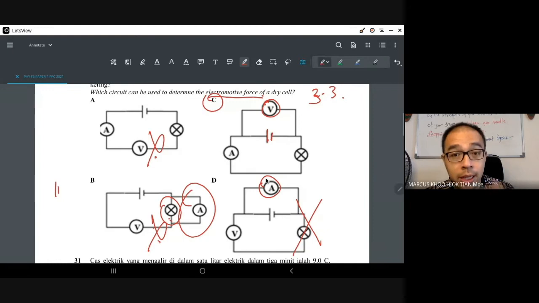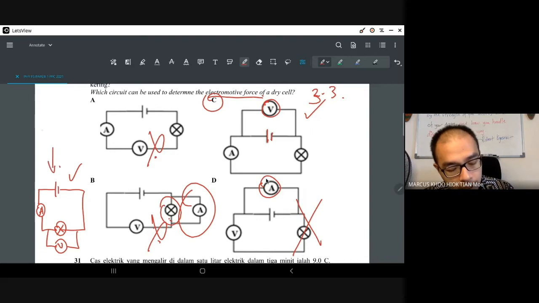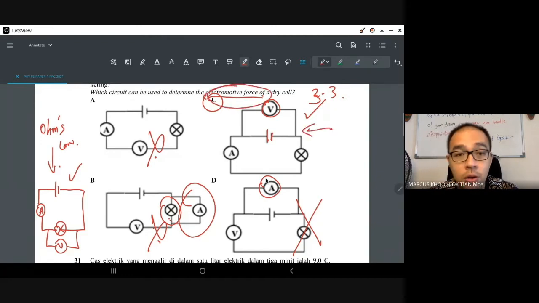Okay, so another common answer which will be given to you is this lah. You have the ammeter over here, you have the light bulb, and then here is the voltmeter. So this and these are the 2 most common ones. But this one is the setup for Ohm's law, and this is the setup for electromotive force.